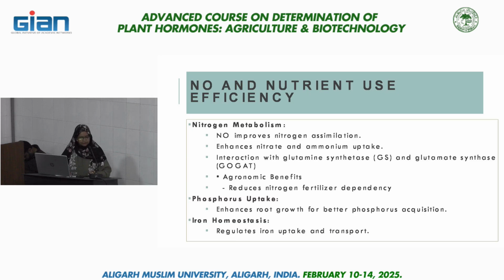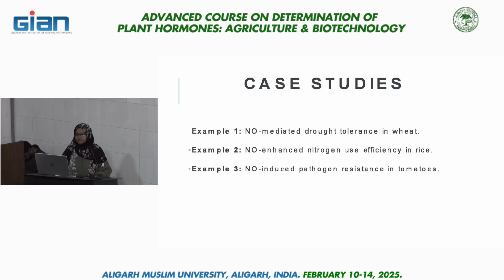In the next section, there are some case studies of NO. Several case studies have been done on nitric oxide, and here I have listed only a few of them. Drought stress is a major challenge in wheat, affecting growth, yield and physiological processes, and nitric oxide plays a crucial role in enhancing drought tolerance by regulating stomatal closure, the antioxidant defense system, osmolyte accumulation and hormone signaling in wheat.